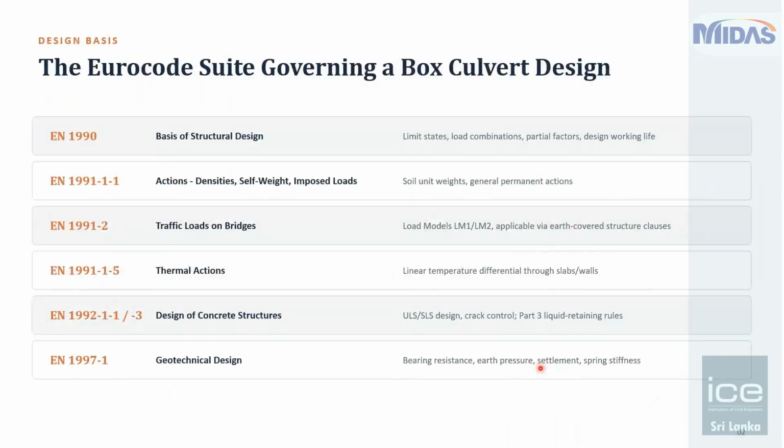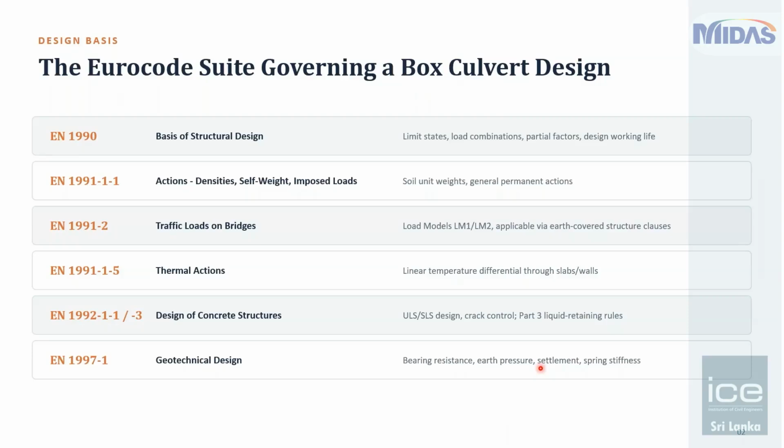The Eurocode suite governing a box culvert design. EN 1990, Basis of structural design, will give you the limit states and load cases that we have to consider, along with the load combinations, partial factors, and the design working life. EN 1991 part 1-1, which is EC1, covers actions, densities, self-weights and imposed loads. EN 1991 part 2 governs the traffic loads on bridges, which will give you the moving load models LM1 and LM2 that we will look into in the next slides.